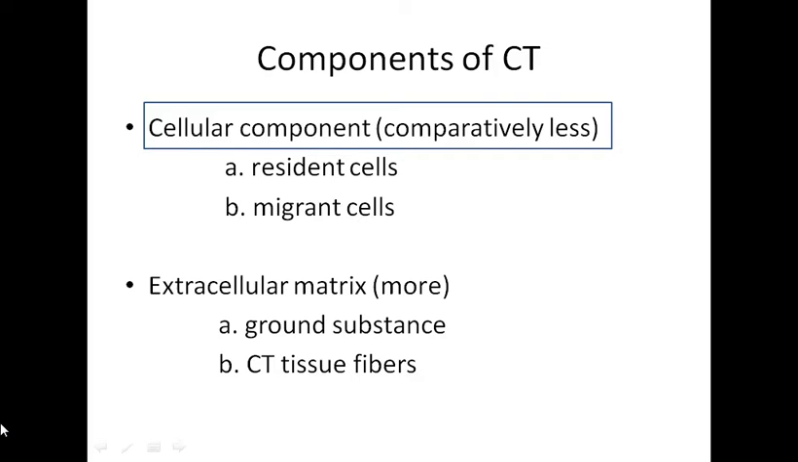Now in the cellular component we have two categories of cells, resident cells and migrant cells. Now with these names we can say resident means these are those cells which are residing at the same place where their function is needed, they are already there. The migrant cells, as the name suggests, are the cells which are actually present somewhere else, but they come upon stimulus to the special area where their function is needed.